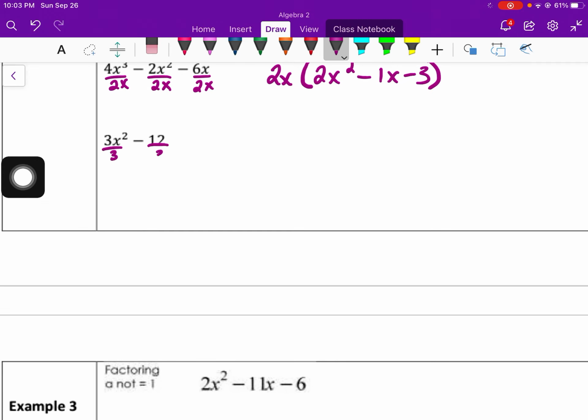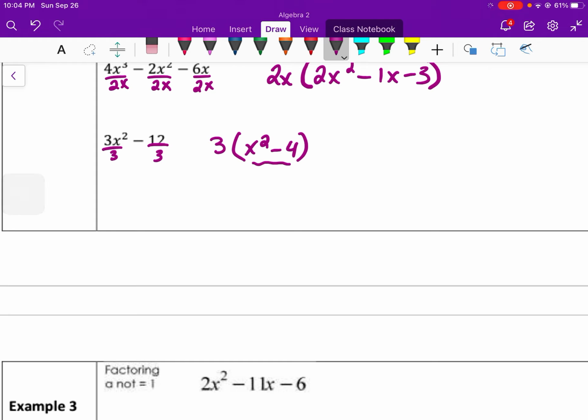So in this one, I can divide them both by 3. So the 3 goes out in front. I can't take out any x's this time because the 12 doesn't have an x. So if I take the 3 and I divide it here, I'm going to be left with an x squared, and then negative 12 divided by 3, I'm going to be left with a minus 4.